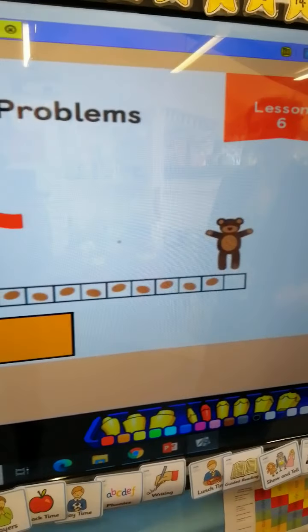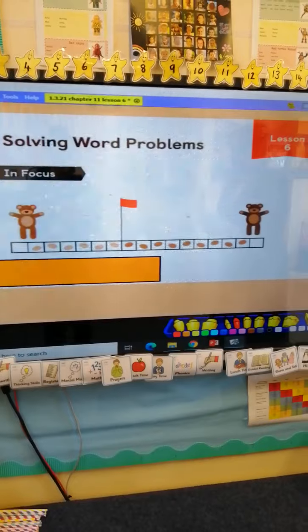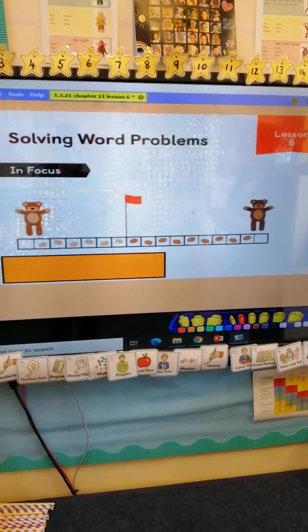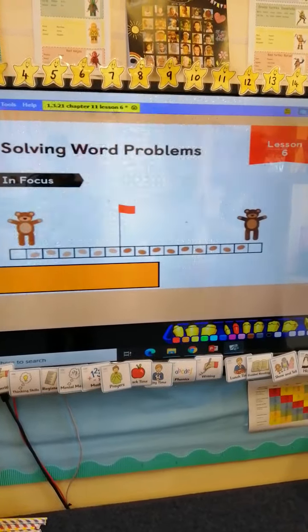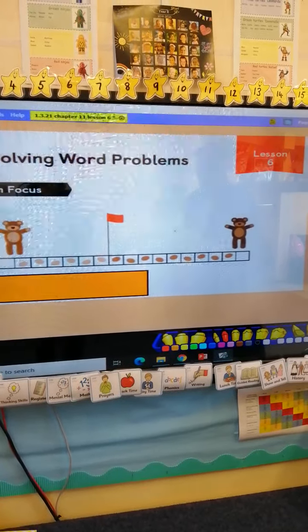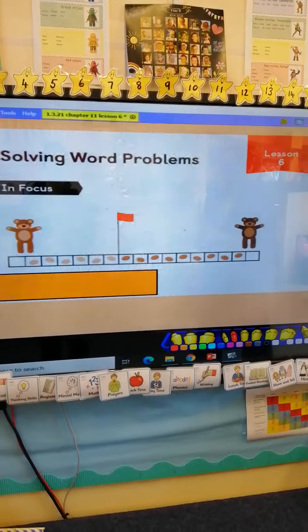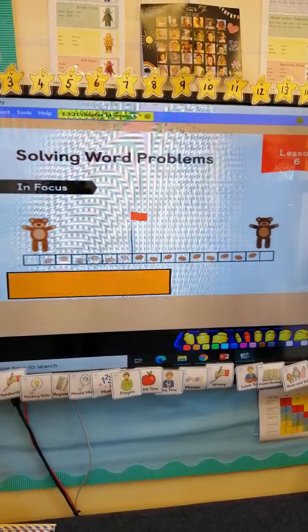Right, let's skip forwards now. Okay, now today's word problems are all about thinking about the difference between things. We've done lots of finding the difference. So the first question is to think about how far apart are the 2 teddy bears?